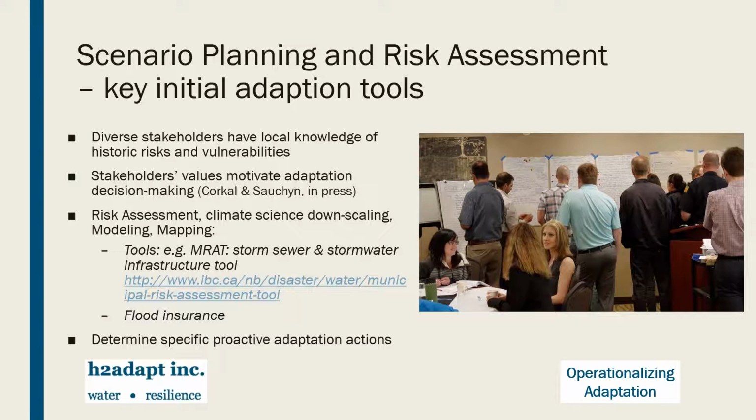Scenario planning typically requires diverse stakeholders and experts to review current and historic risks. This is an essential step in adaptation. Local stakeholders have intimate knowledge of historic risks and local vulnerabilities. Stakeholders representing broad societal groups also bring specific values and judgments to decision-making. Stakeholder values are key motivations for adaptation. Scenario planning will also involve climate science downscaling, risk analysis, modeling and mapping tools, and identifying possible adaptation actions.